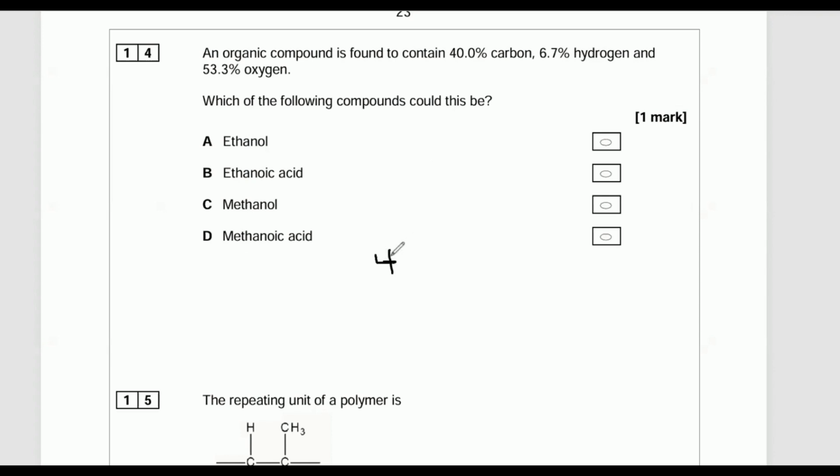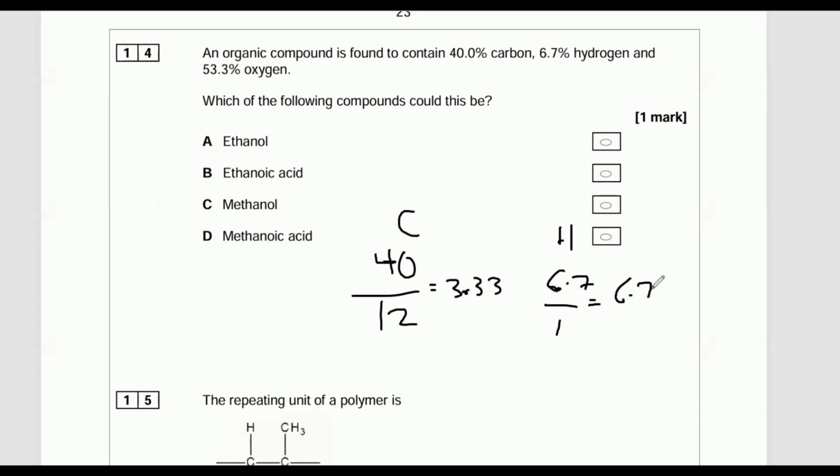So I'm going to do 40 over 12, and if I do 40 divided by 12, I get 3.33 recurring. So that is for carbon. Let's check out hydrogen. Hydrogen's going to be 6.7 over hydrogen's mass, which is 1. So I'm going to get 6.7-ish, which is double that. And then for the oxygen, I got 53.3, and that is over 16, and that is going to equal 3.33. So we've got a ratio here.